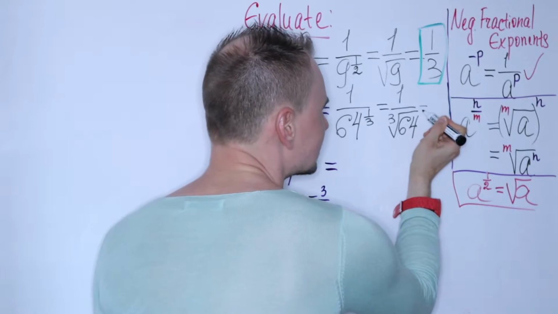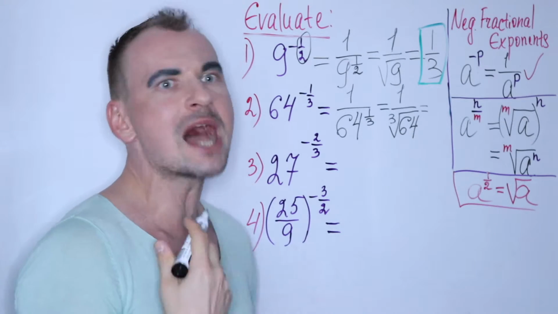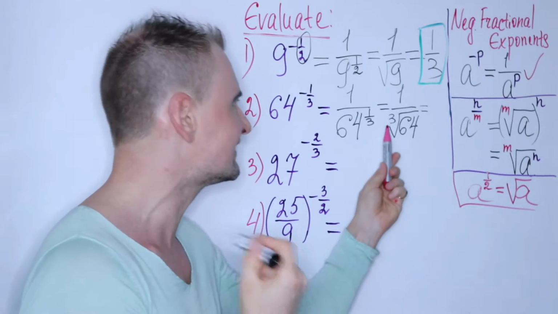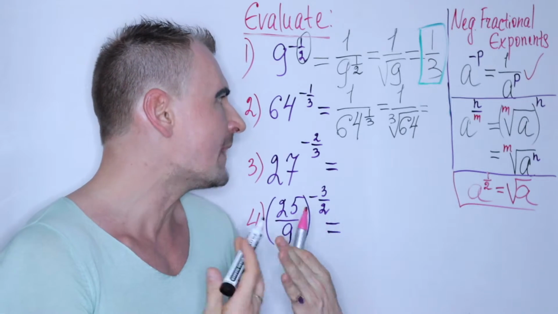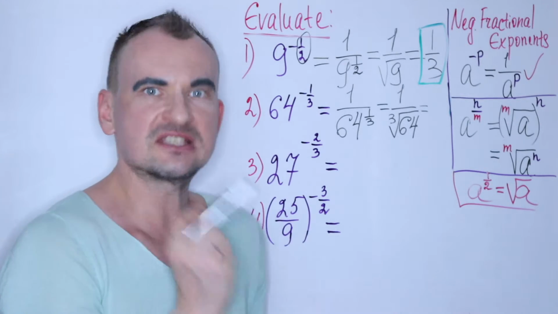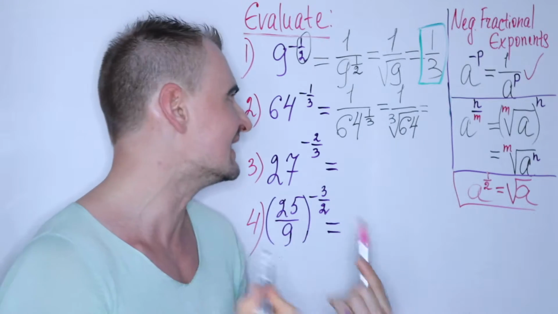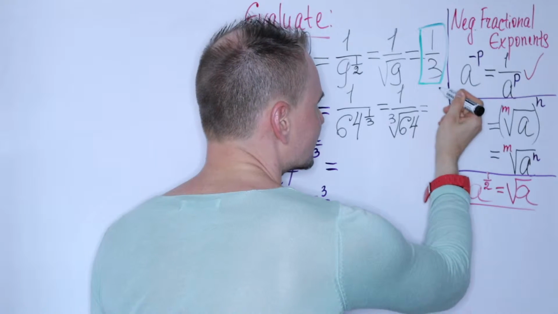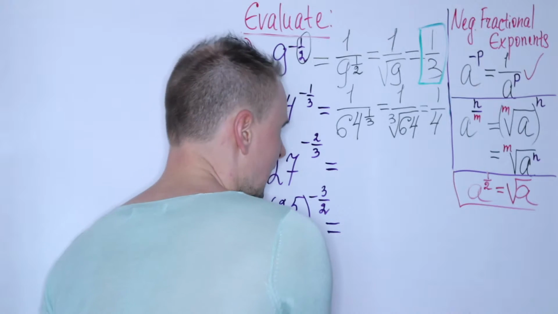So all you need to do is just figure out the third root of 64. Ask yourself, what number has to be multiplied by itself 3 times, since you have the third root, to give me this 64? And the answer is 4, since 4 times 4 times 4 gives me back this 64. So the final answer is just 1 over 4. So that's your final answer.